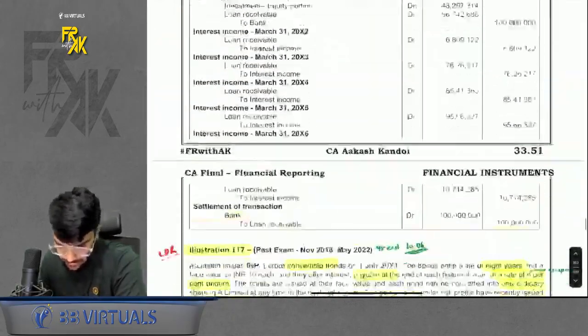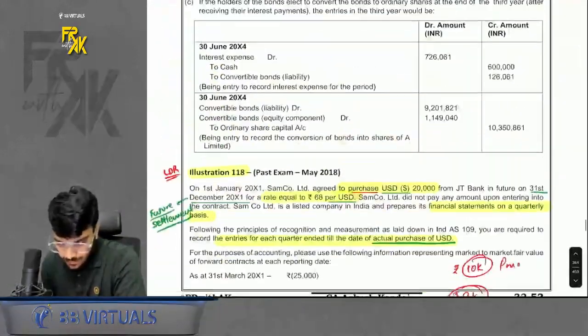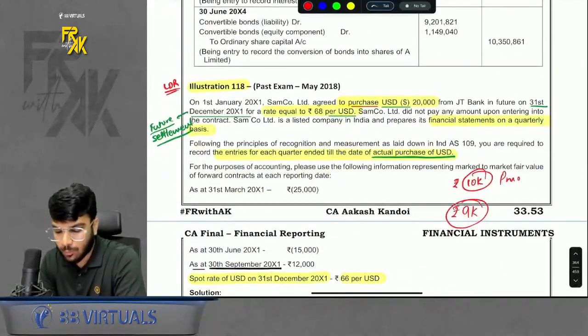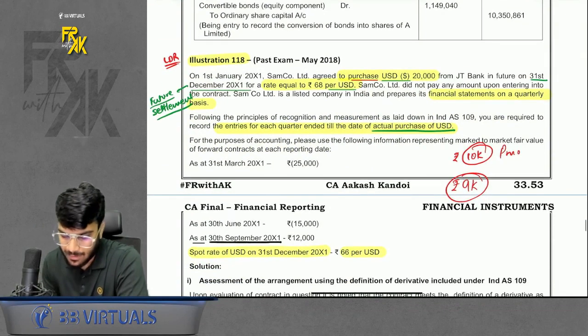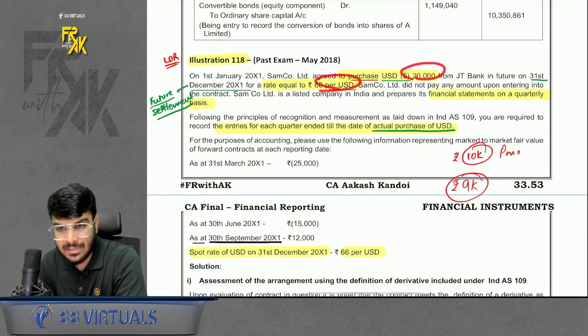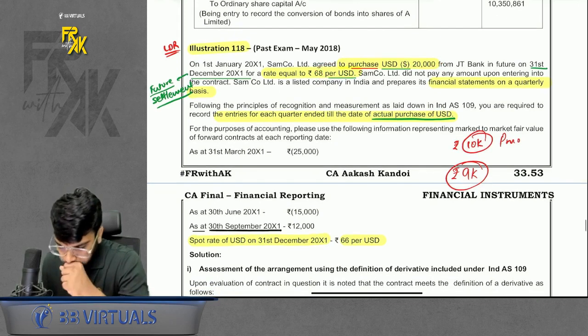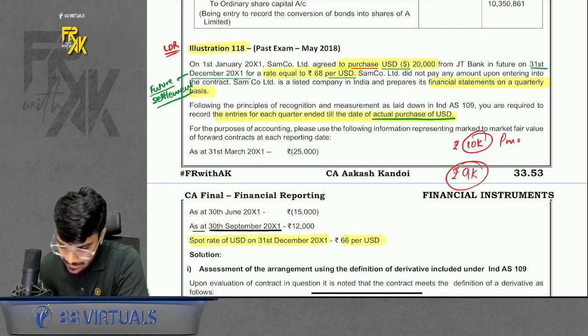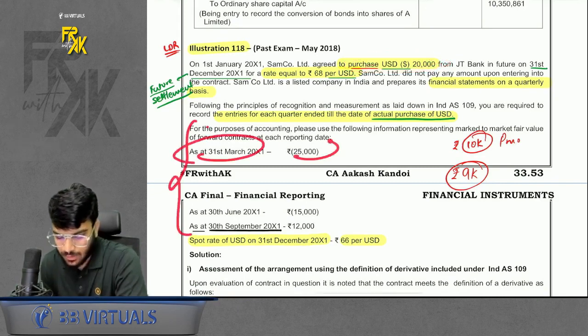Yes. See, it is fairly simple. What to do? Whenever the information for a derivative is given, you have to measure it through FVTPL, right? So for example, let's say we entered into a purchase contract of USD 20,000 at rupees 68 per dollar. Okay. Now, this is our derivative contract.